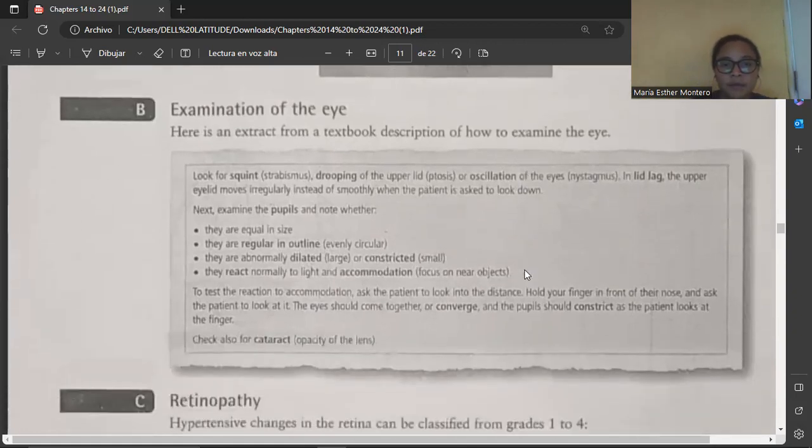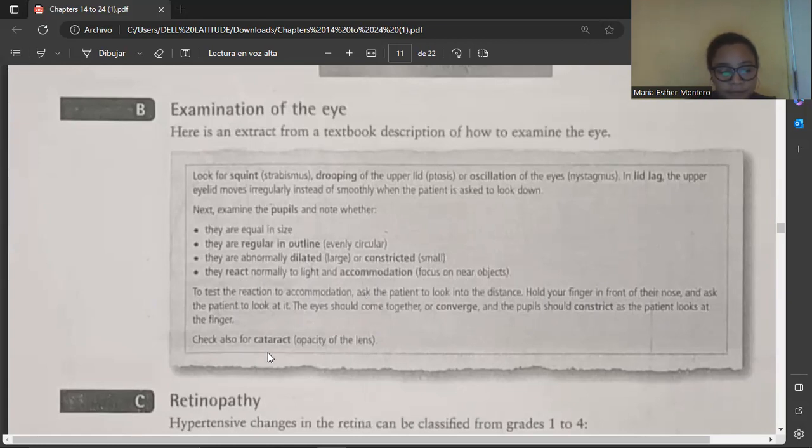Next, examine the pupils and note whether they are equal in size, regular in outline, evenly circular, or abnormally dilated (large) or constricted (small). They react normally to light and accommodation, focus on near objects. To test the reaction to accommodation, ask the patient to look into the distance. Hold your finger in front of their nose and ask the patient to look at it. The eyes should come together, or converge, and the pupils should constrict as the patient looks at the finger.